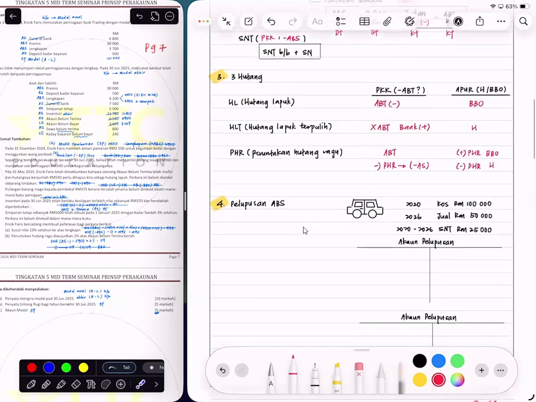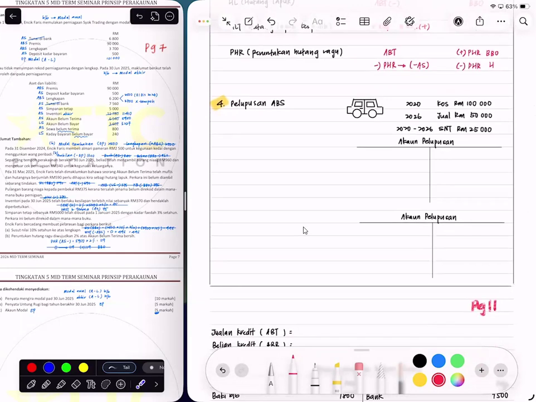Okay, the last one, pelupusan. How many steps for pelupusan? Remember the passcode? How many steps do we have for pelupusan? 4. We have 4 steps for pelupusan.